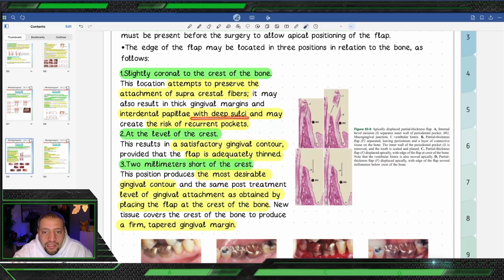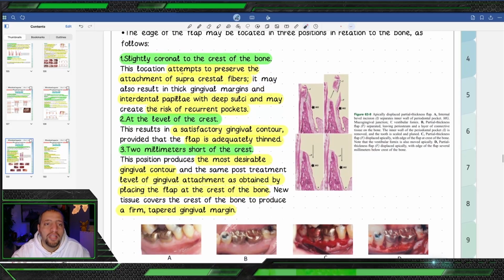Do you think this is good? No, because this will increase the risk of recurrent pocket. You initially put it just coronal to the bone, so you have the gum healed with more epithelium, which becomes fibrotic, increasing the thickness of the gum in this area, which increases the risk of recurrent pocket. So we don't like this one.